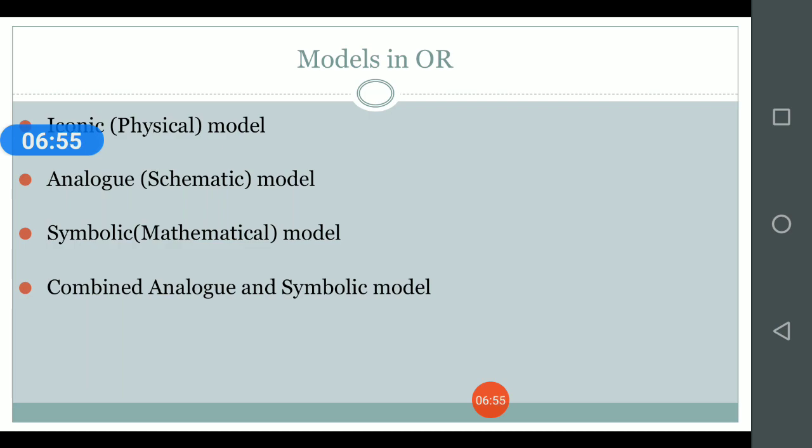The next model is the symbolic model, which is also termed the mathematical model, where we try to convert the actual problem into mathematical equations in terms of variables and constants. And then we try to resolve the problem using this mathematical or symbolic model. The next model can be a combination of analog and symbolic models, where we analyze the situation both in terms of graphs and in terms of a mathematical model, and we try to combine the results out of the two.